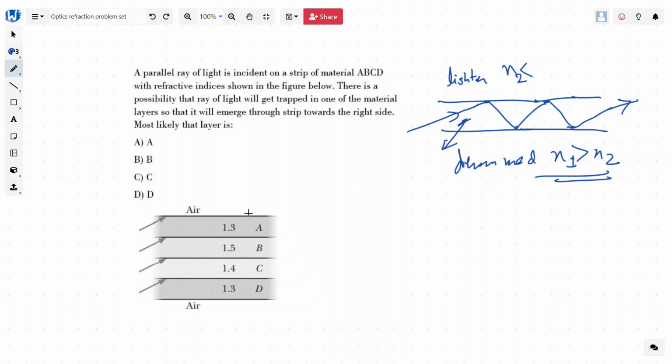So let's see where it meets. Here it is going from a lighter medium to a denser medium, so no total internal reflection can happen over here. Here again it goes from lighter to denser, so no total internal reflection can happen in C.